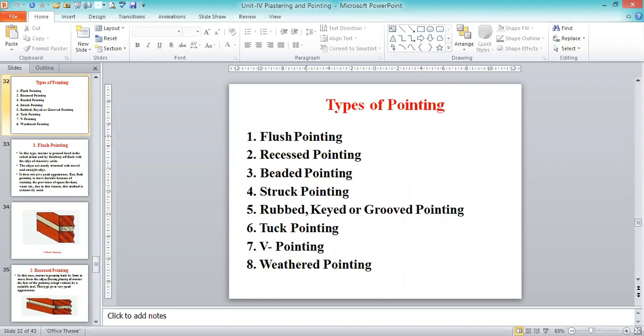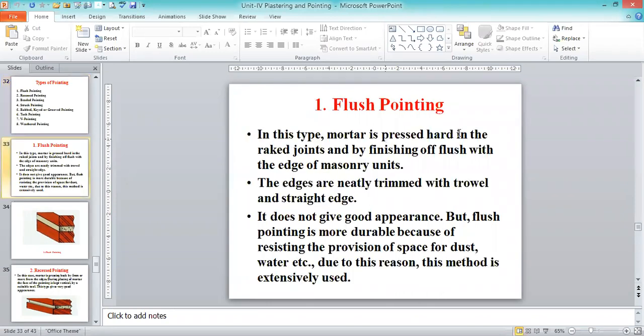So what is flush pointing? In this type, mortar is pressed hard into the raked joint. Raked joint means we make the joint ready between the lengthwise or widthwise direction. Raking means we provide the space to fill the cement mortar. And by finishing off flush with the edge of the masonry units, starting from one end to the other end, we completely fill with the cement mortar, inserting the mortar in the lengthwise direction, and the edges are neatly trimmed with the trowel and straight edge. So we start from the edge, and that is why the edges are trimmed with the trowel and straight edge.